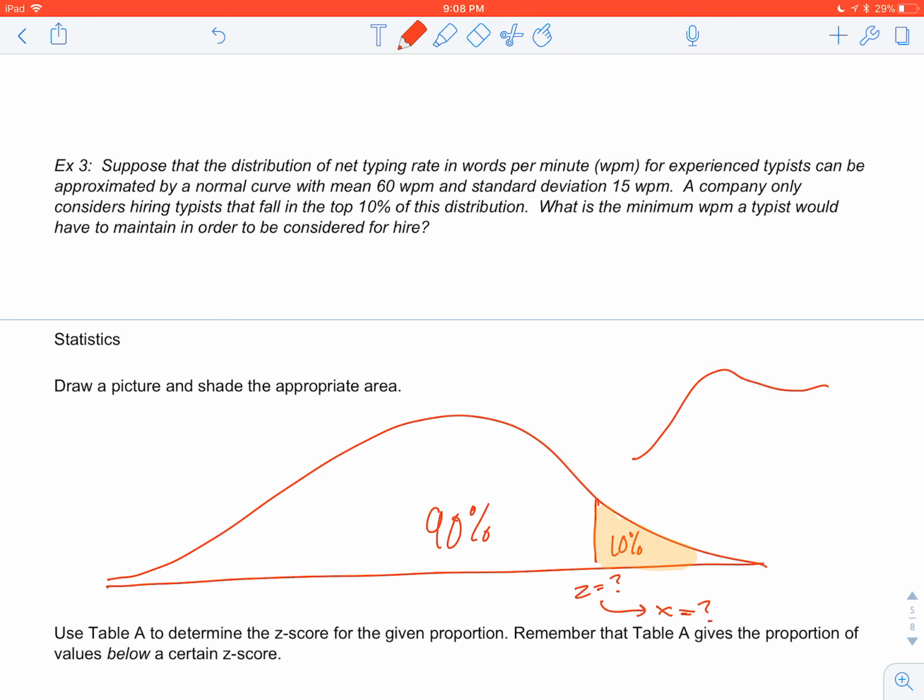Because not only does it not give you the z-score, but it gives you the proportion, but also we know that from our table, it gives us the left side of the curve. So what you're going to do is look for 90% on your table. What's closest to 90% or 0.9 on your table?